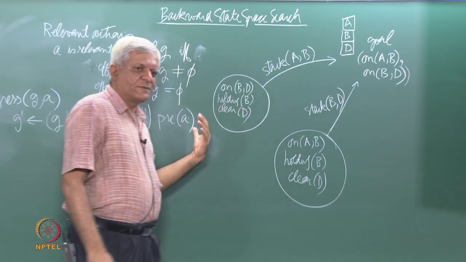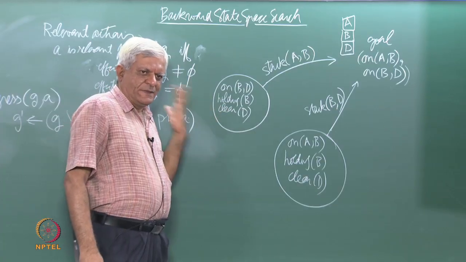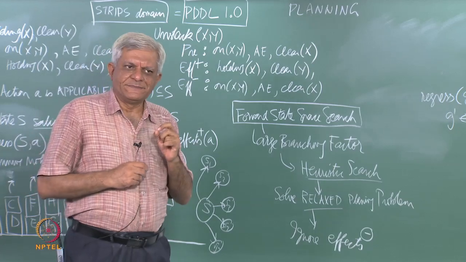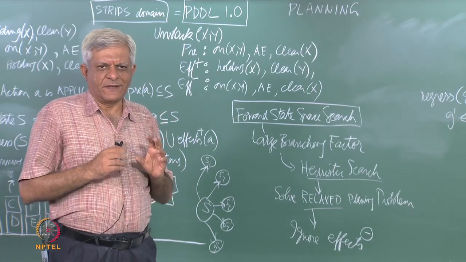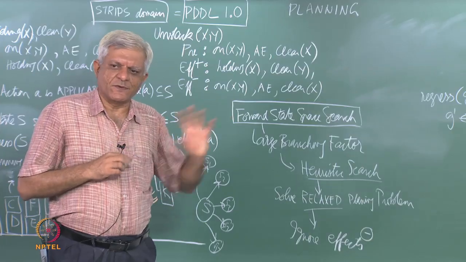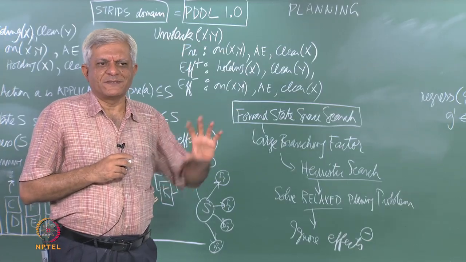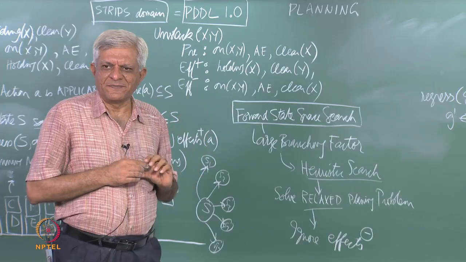So, I am moving backward from the goal to sub goals in some sense, and this is a process by which I will search backwards. The main advantage that I am looking for is lower branching factor, because I am only looking at actions which are needed for my goal to be achieved, but there is a problem here. Everywhere there is a problem, right. What is the problem here?